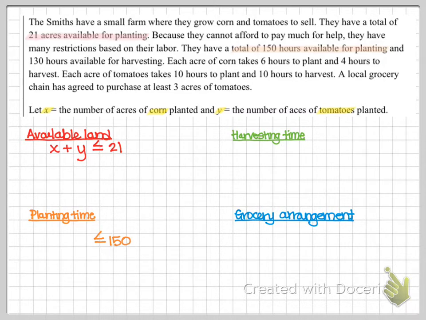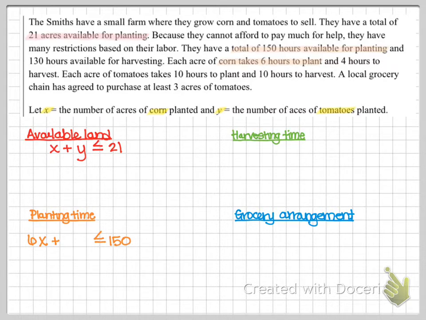All right, so let's see. We're going to talk about planting only. The next line: corn takes 6 hours to plant. So 6 hours for each acre of corn. Corn is x. If I planted 3 acres, that would have taken me 18 hours. So 6 times 3, plus, because I'm sure we're going to be planting tomatoes as well.